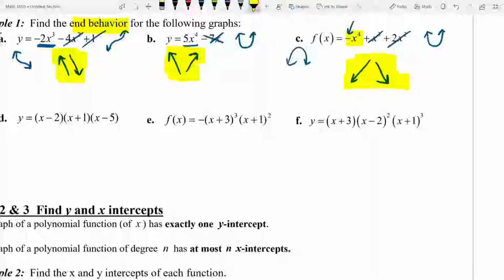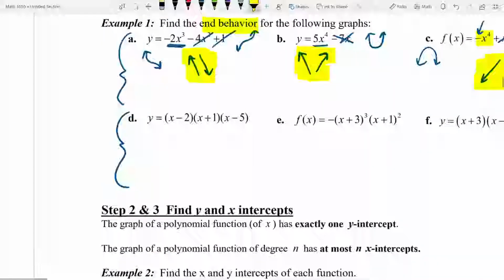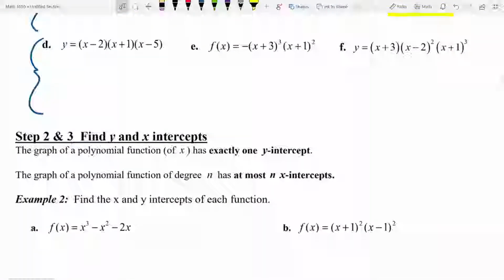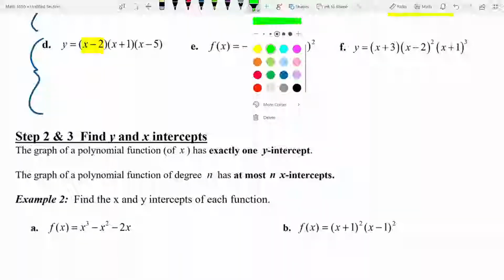Okay, all right, so on question A, B, and C, just write this down. Look at largest exponent. Okay, D, E, and F, not so much. So look right here. Everybody look, and this will totally make sense. This is a term, this is a term, and this is a term.